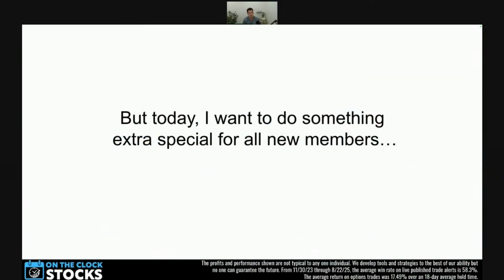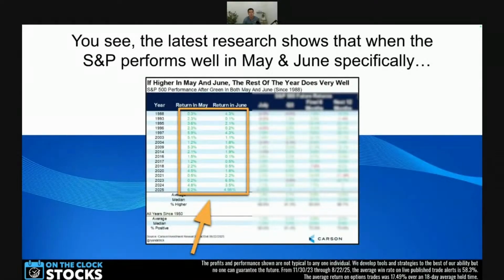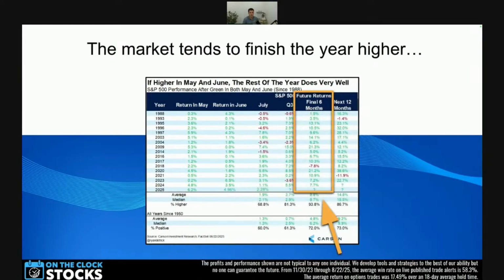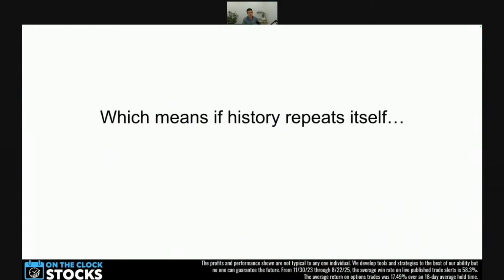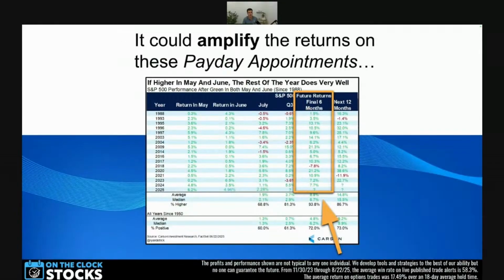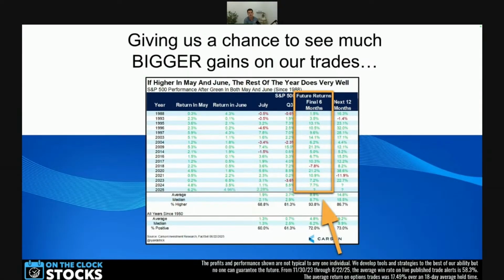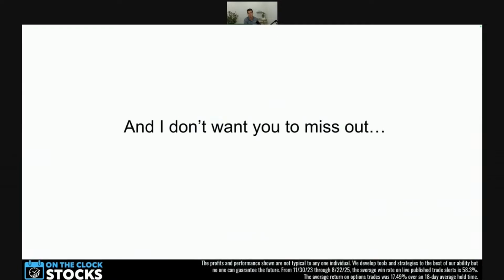But today, I'm going to do something special for all the new members who are here tuning in right now. You see, the latest research shows that when the S&P performs well in May and June, like it did, the market tends to finish a year higher. Well, that means if history repeats itself like it has for the next 40 years, it could amplify the returns of these payday appointments, giving us a chance to see much bigger gains on our trades.